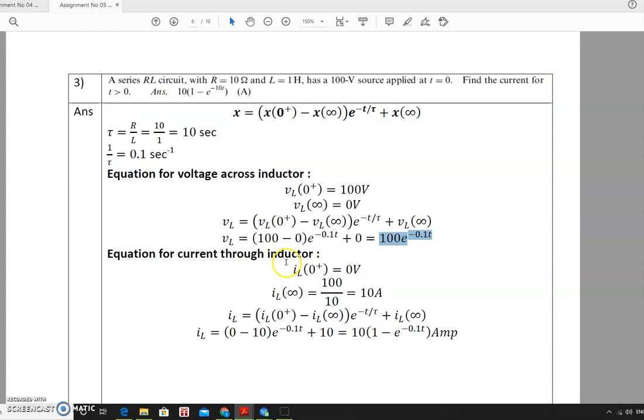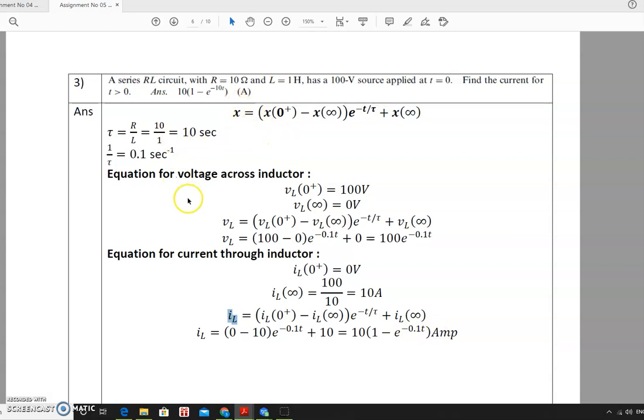Similarly, this can be calculated for current. Initially, the inductor acting like an open circuit, the current is equal to 0, and at infinity only the resistance will be in opposition because the inductor will behave like a short circuit. So 100 volt divided by 10 ohm resistance is 10 ampere. Again in this equation X is replaced by IL, so IL(0+) minus IL(infinity) e raised to minus t by tau plus IL(infinity). Substituting the values, 0 minus 10 e raised to minus 0.1 t plus 10, that is equal to 10 times (1 minus e raised to minus 0.1 t) ampere.